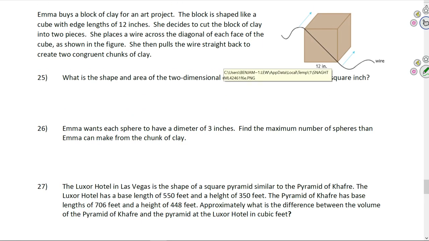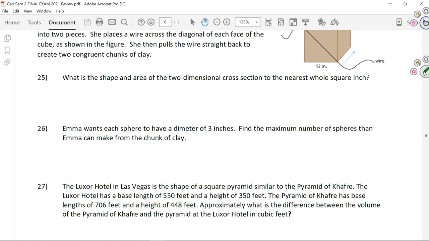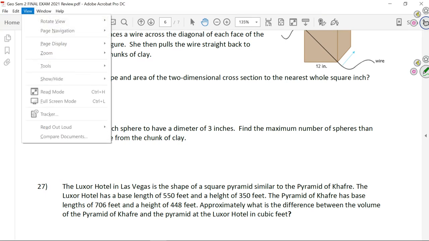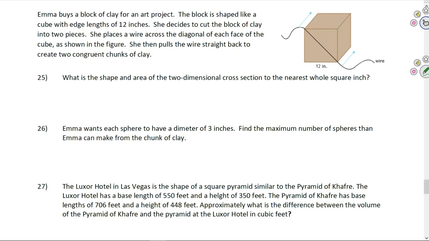Emma buys a block of clay for an art project. The block is shaped like a cube, as shown in the figure. A cube with edge lengths of 12 inches. She decides to cut the block of clay into 2 pieces. She places a wire across the diagonal of each face of the cube as shown in the figure. She then pulls the wire straight back to cut 2 congruent chunks of clay. So she pulls it back here and pulls it back here, and it comes out of the block back here.